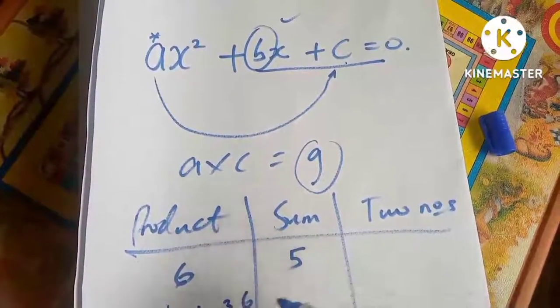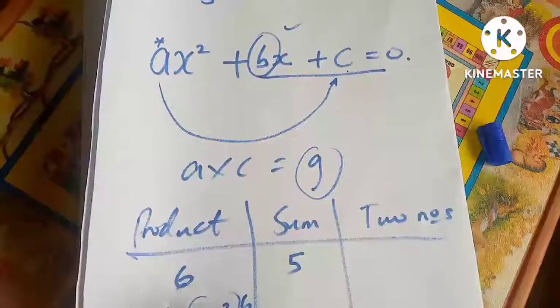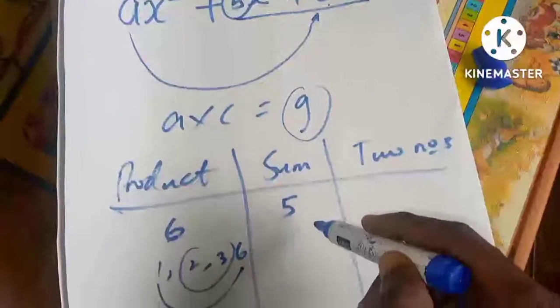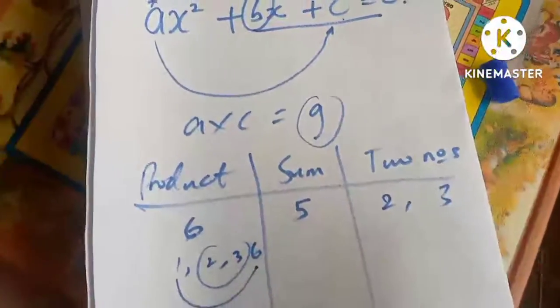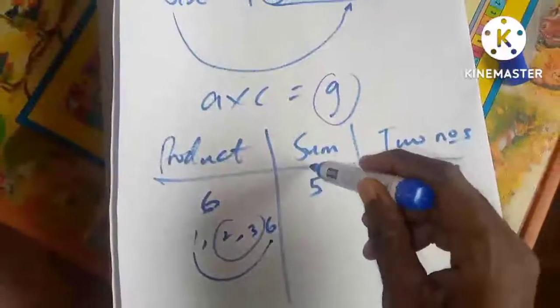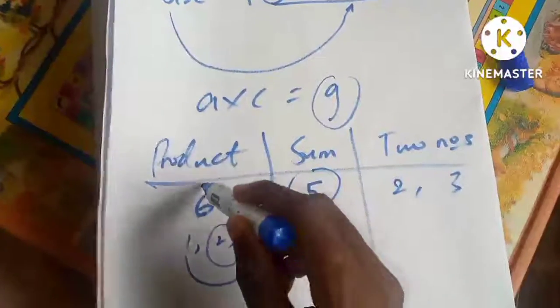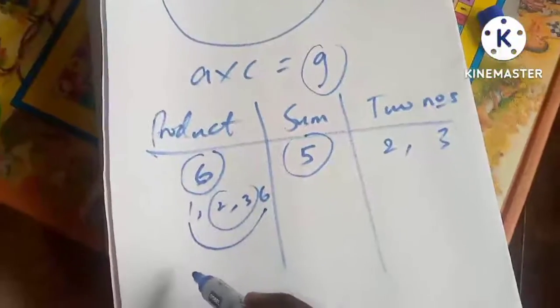Okay. What about 2 and 3? 2 times 3, that's 6. 2 plus 3, that's 5. So 2 and 3 will satisfy this condition. The sum will be 5. The product will be 6. I hope it is clear.